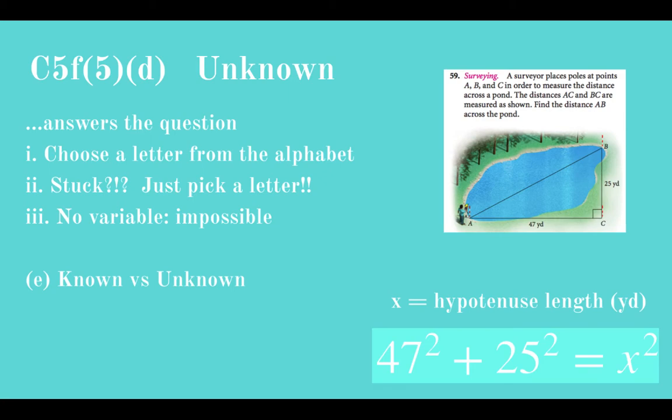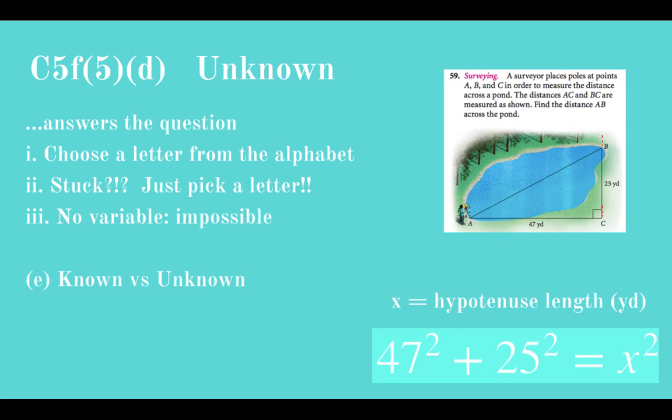Unknowns. So the knowns and unknowns. An unknown is the thing that answers the question, especially when you're solving equations. Just choose a letter from the alphabet to represent your unknown. It's the one thing that students forget to do the most, but it's the easiest thing to do. It's so easy to choose a letter from the alphabet. I don't know why more students don't do that.